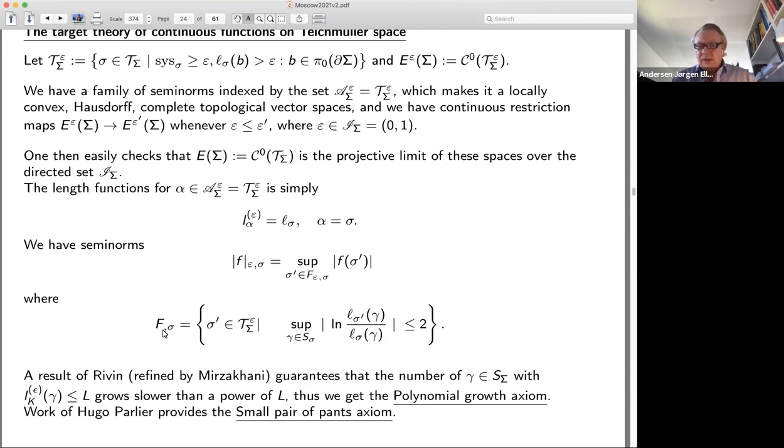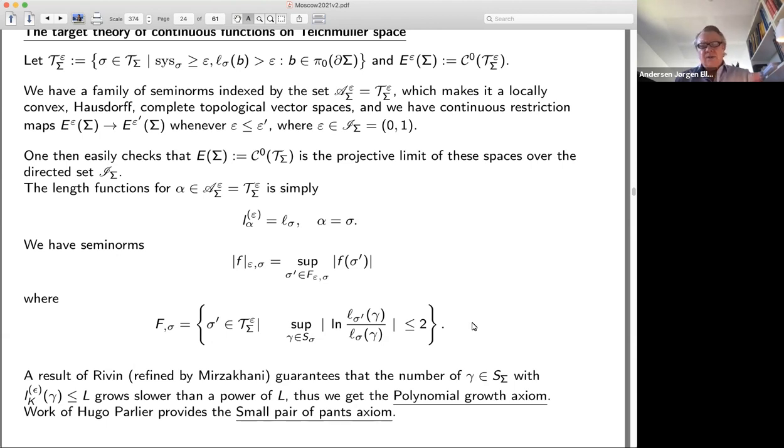There should have been an epsilon here, sorry. You require this to be less than 2. This is essentially just a ball of radius 1 in the Teichmuller metric around that point. And so you take the supremum norm over those compact subsets. And that, of course, gives you the semi-norms, that gives you the usual topology on continuous functions on this systole set of the Teichmuller space.